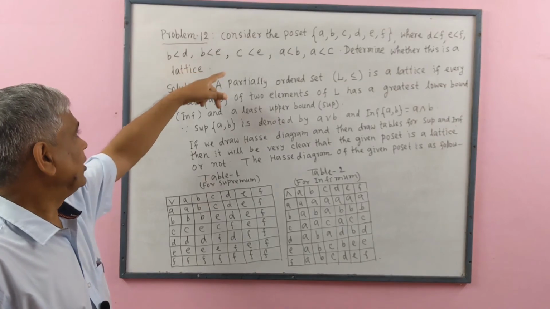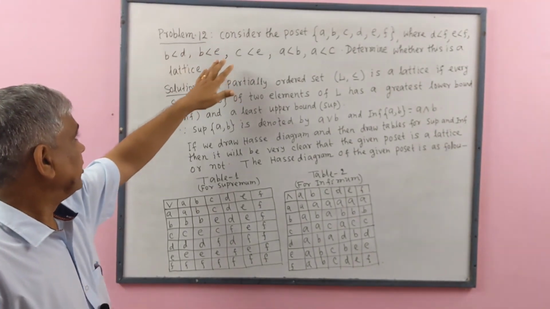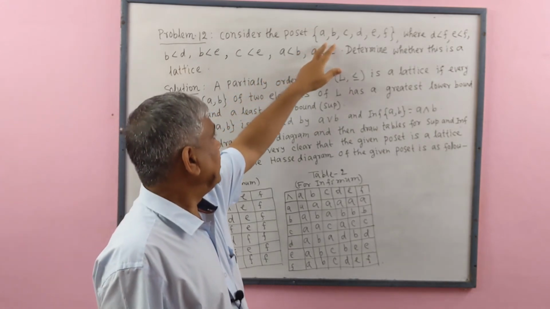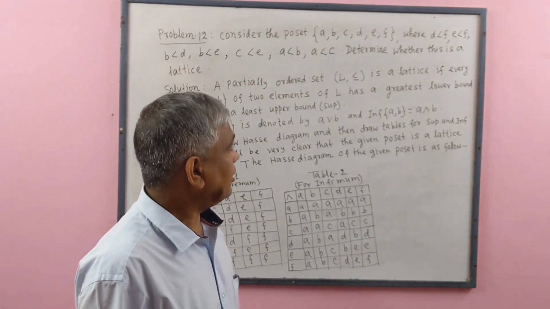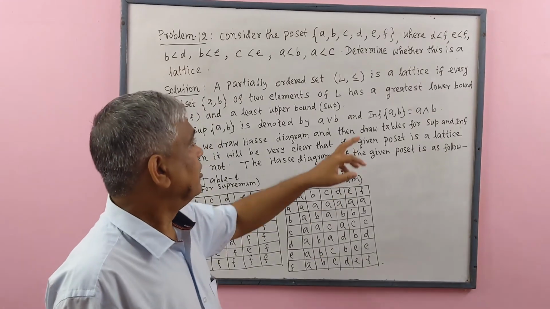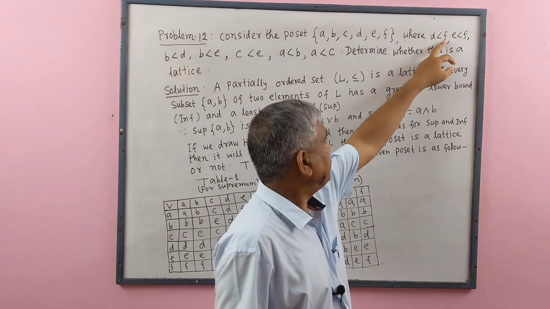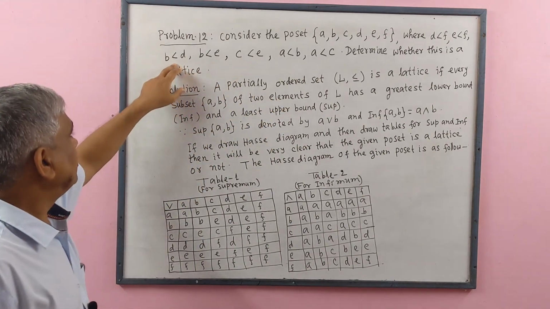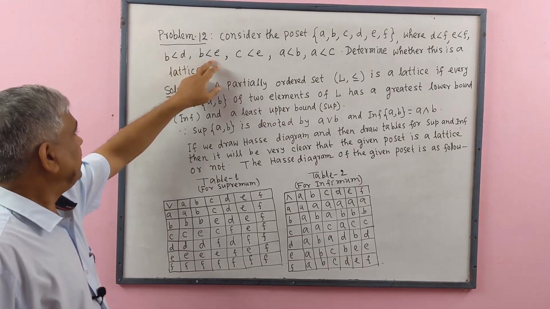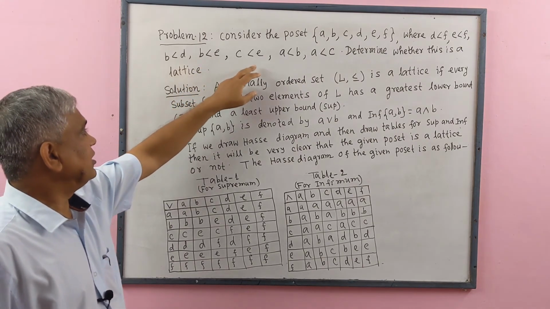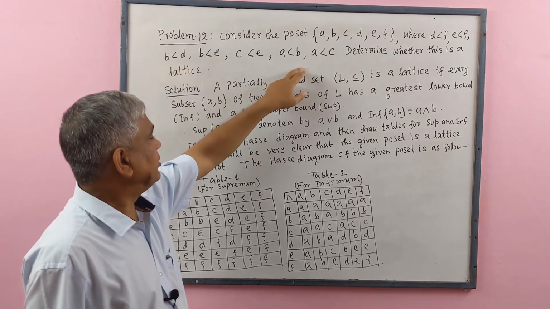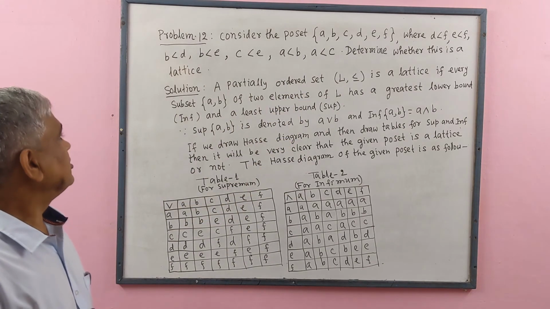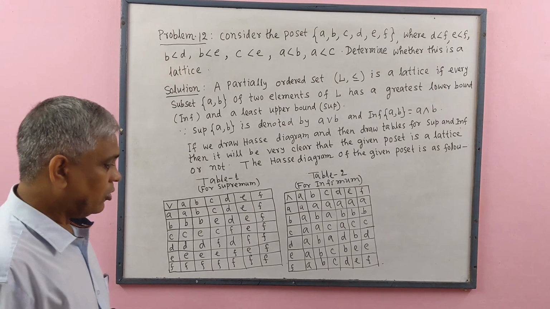Now we solve problem number 12. In problem number 12, we consider the poset containing elements A, B, C, D, E, F, where D less than F, E less than F, B less than D, B less than E, C less than E, A less than B, A less than C. Then determine whether this is a lattice or not.